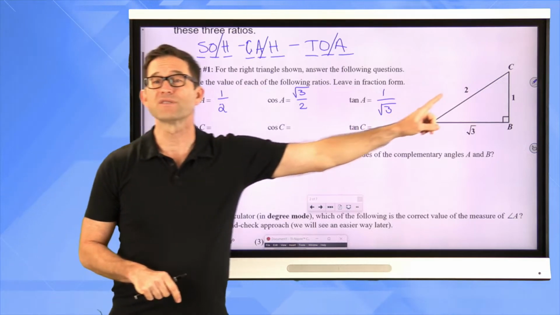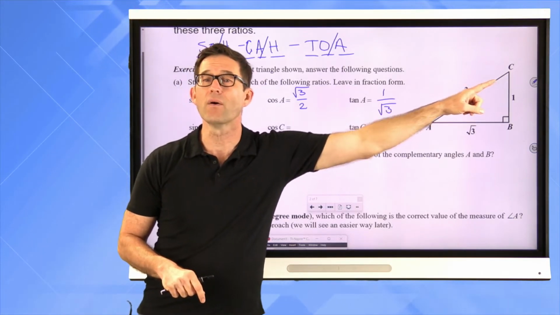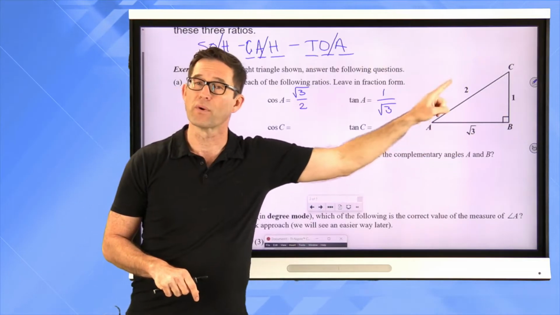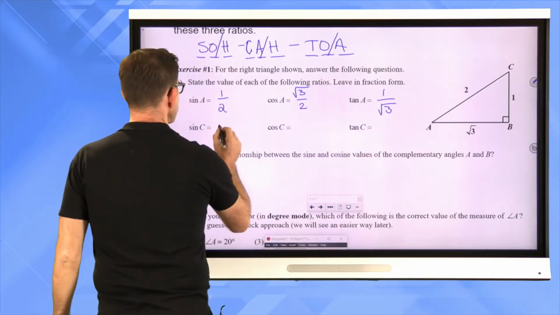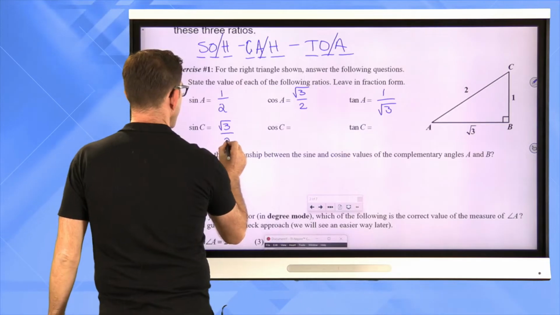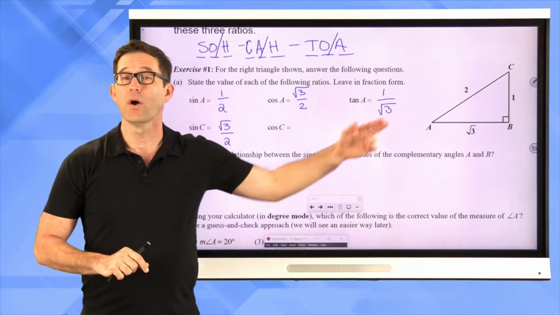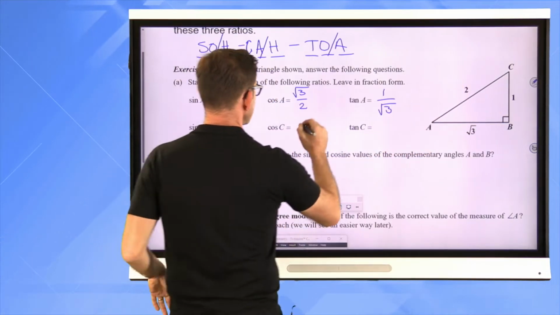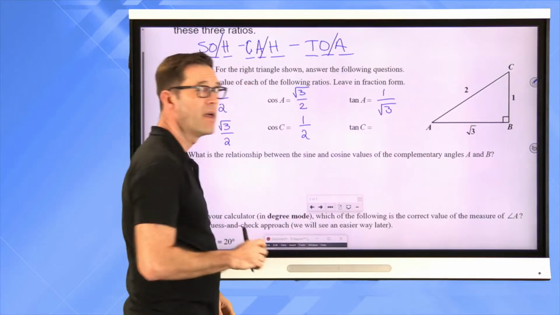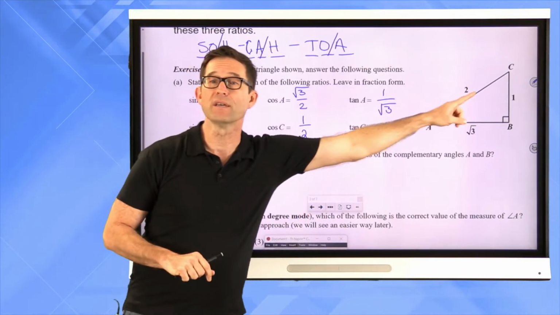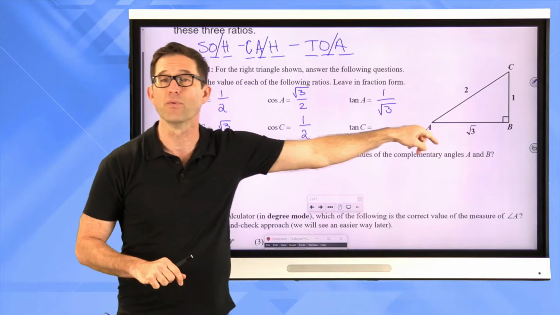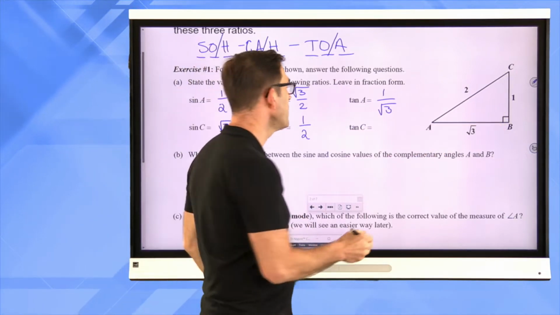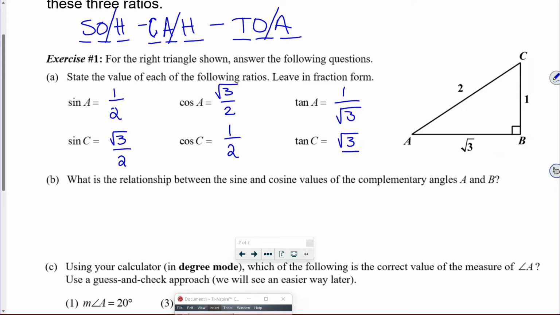All right, so for the sine of angle C, I really focus on the angle. The leg opposite of C is the square root of 3. The hypotenuse remains 2. So the sine of angle C is root 3 over 2. For the cosine of angle C, the leg that's adjacent is equal to 1. Again, the hypotenuse is 2, so the cosine of angle C is 1/2. And finally, for the tangent of angle C, we've got the side opposite of angle C, which is root 3, the side adjacent, which is equal to 1. So the tangent of C is root 3 over 1, which could be simplified to the square root of 3, but I'm going to just leave it like that.